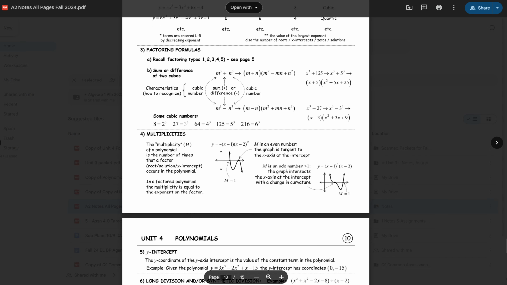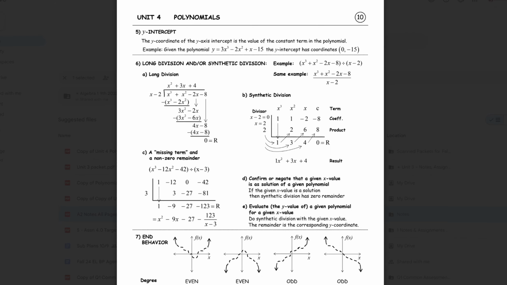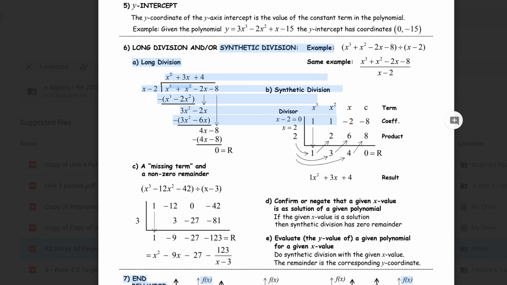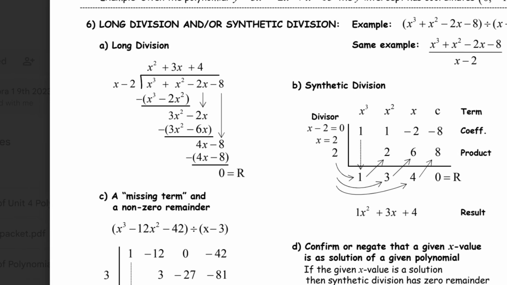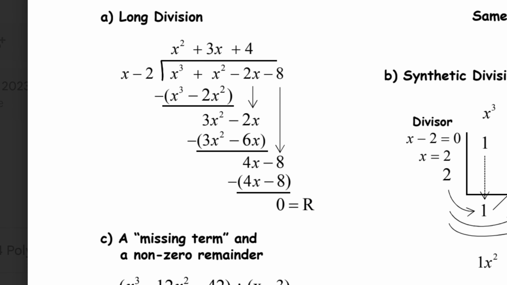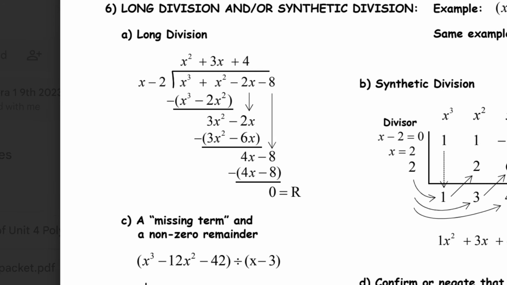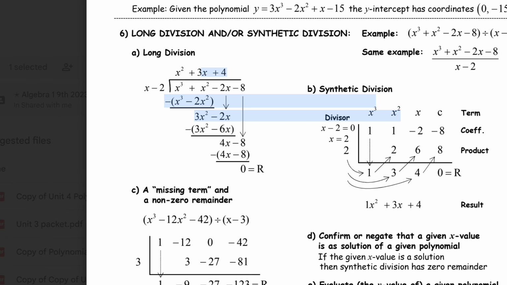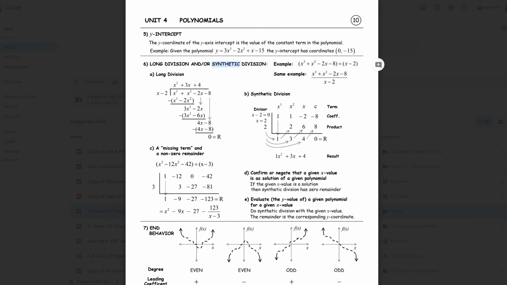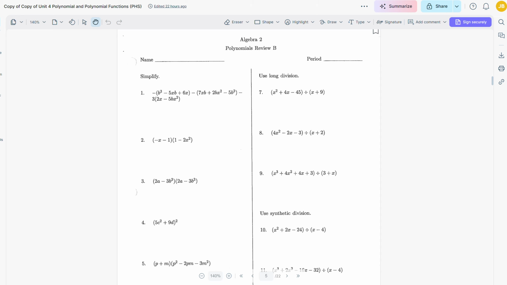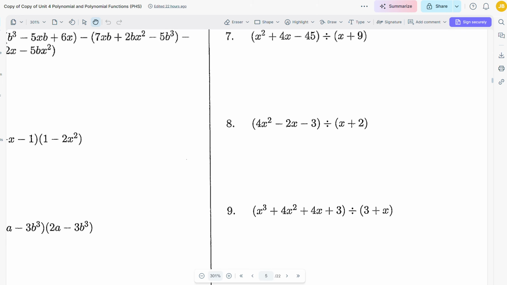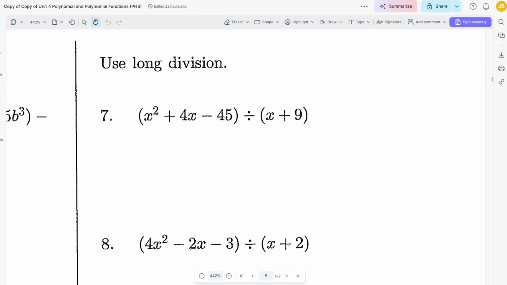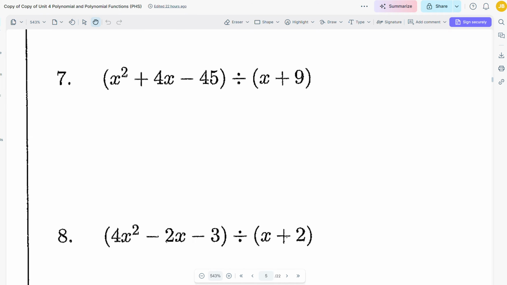Let's go ahead and look at the notes on page 10. If you go to where it's numbered 6, long division and/or synthetic division, here's a step-by-step example of long division. You should see this as a little familiar from something you learned in middle school, maybe even grade school, on how to divide. So it's kind of remembering those steps. I'm going to take this approach very slowly because I know it's a difficult skill for a lot of students in Algebra 2. Here we go.